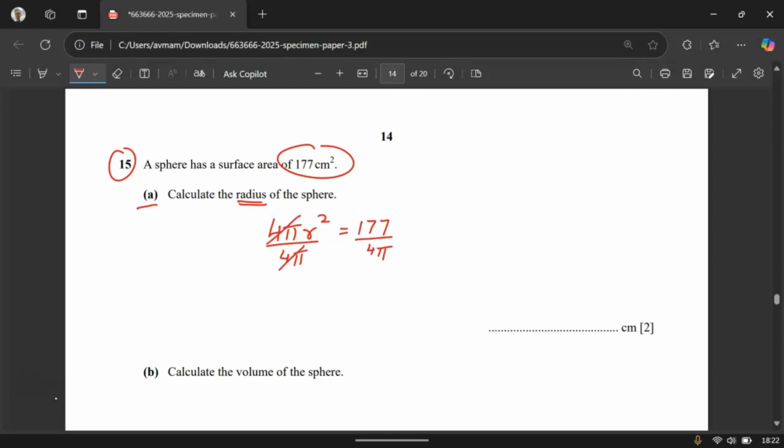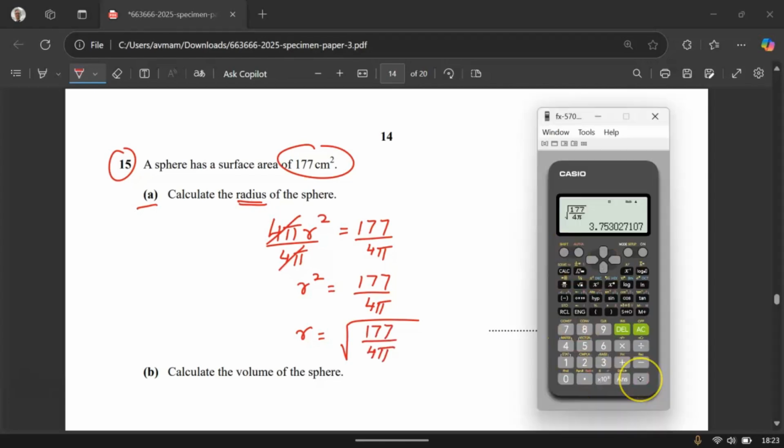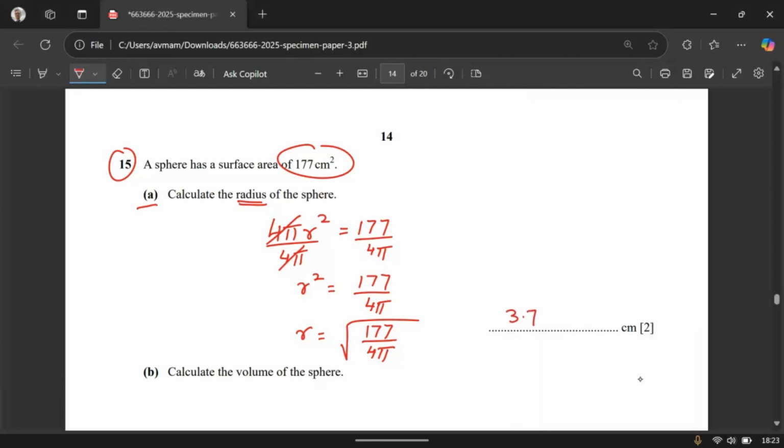4 pi and 4 pi will cancel. You have r squared equal to 177 over 4 pi, and then r is equal to the square root of 177 divided by 4 pi. That will give you 3.7530. So let us round it to 3 significant figures, 3.75.